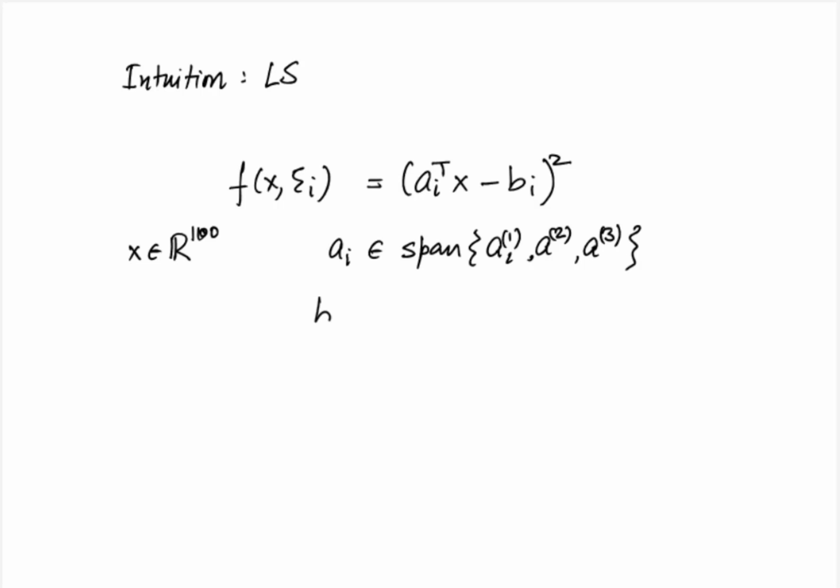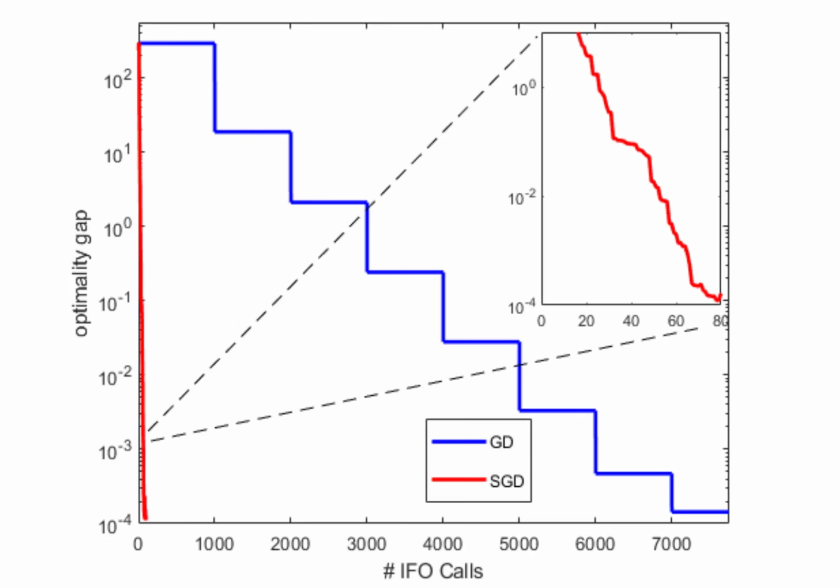And then we generate b_i as a_i transpose x star plus some noise which has zero mean and variance 0.01 square. Here x star is some fixed value that we fix in advance. The Gaussian noise with small variance is considered for demonstration, but I recommend that you run this example for higher variance and check for yourself. So we consider a dataset containing 1000 data points. The result of running gradient descent and stochastic gradient descent is shown in this figure.